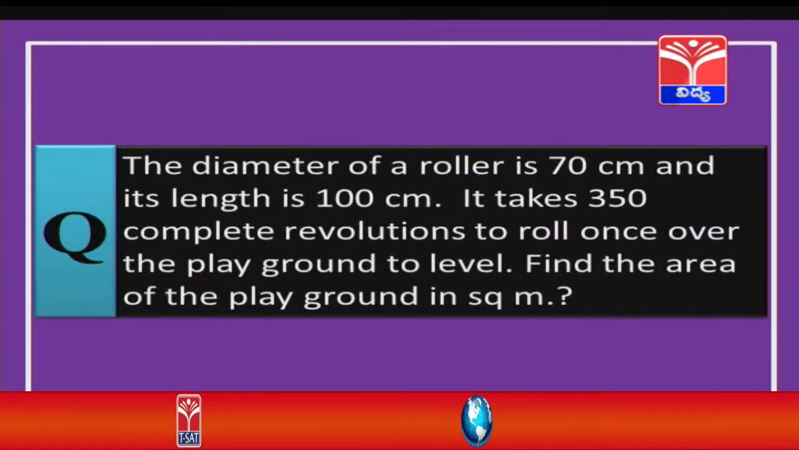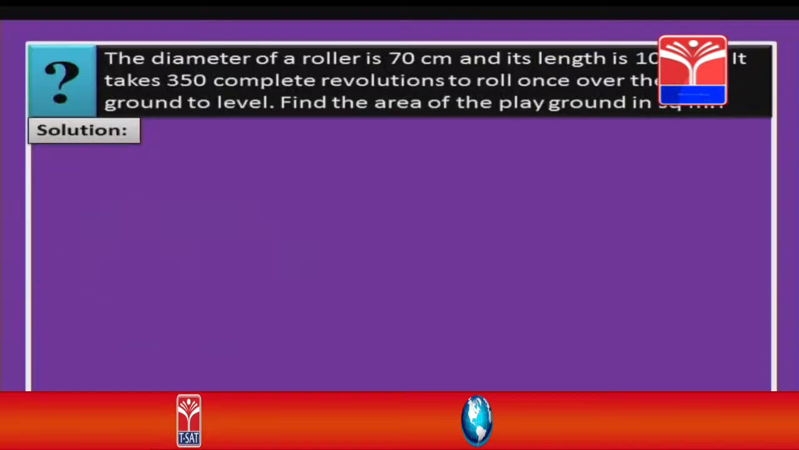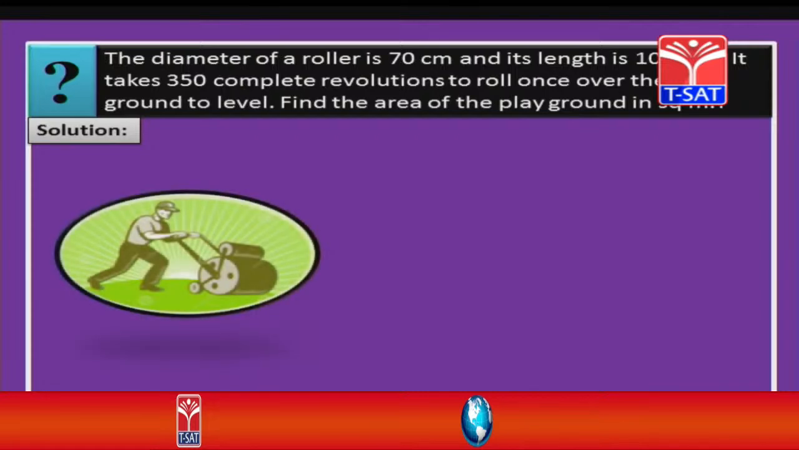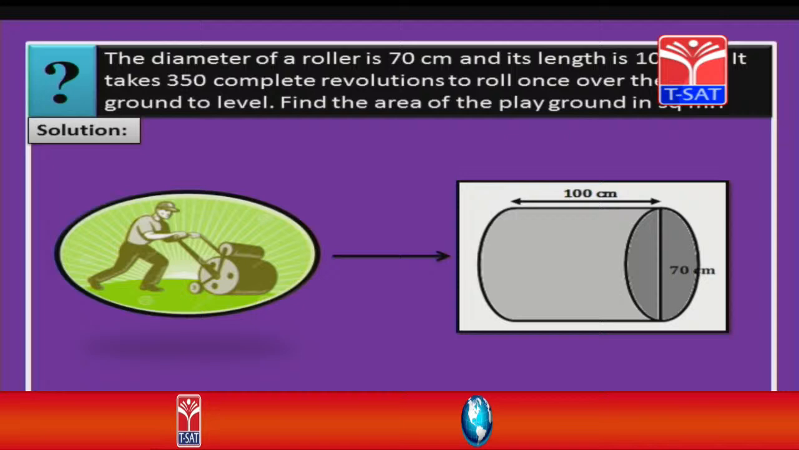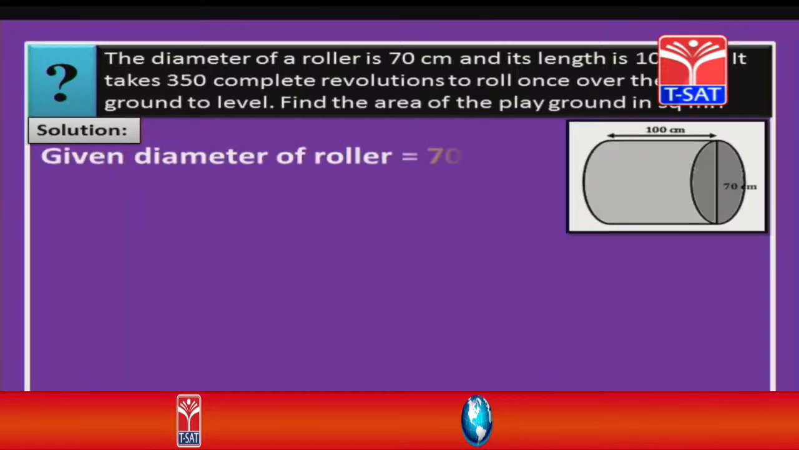The diameter of a roller is 70 centimeters and its length is 100 centimeters. It takes 350 complete revolutions to roll once over the playground to level it. Find the area of the playground in square meters. Let us start with the solution. So, here is a roller, and given its diameter is 70 centimeters and length is 100 centimeters.